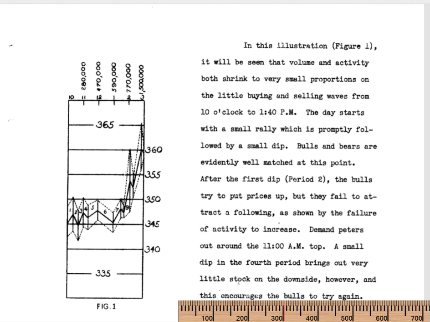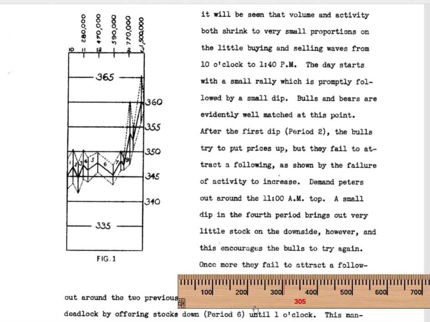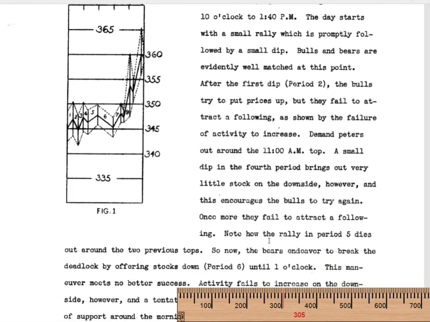They're encouraged by the low volume pullback on period 4. And that's the same case today. That happens all the time. Once more, they fail to attract the following. So they fail to attract the following in period 5 and in period 3, meaning they try and try and try to go up, but they are not being successful. In period 3, it was because of a lack of activity. In period 5, it is probably the same reason.